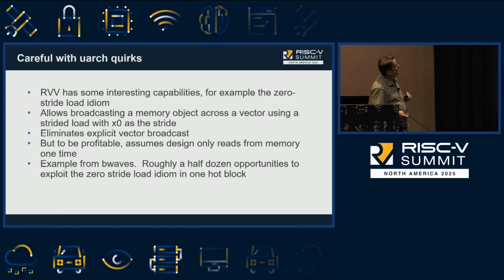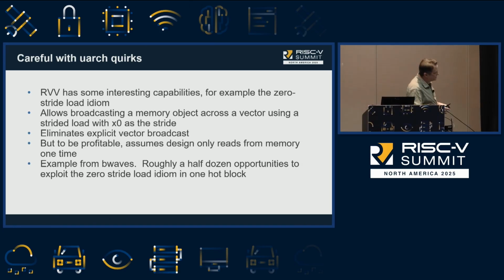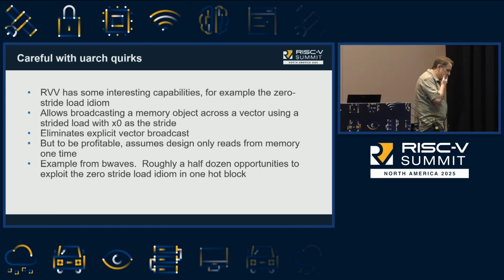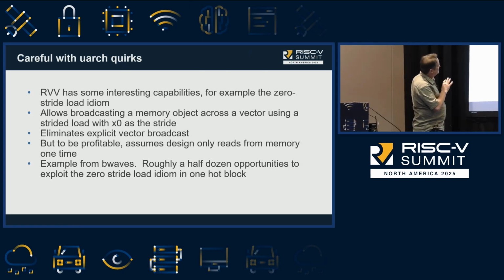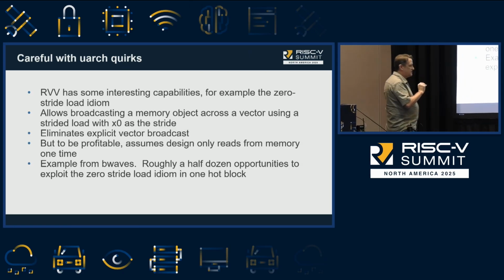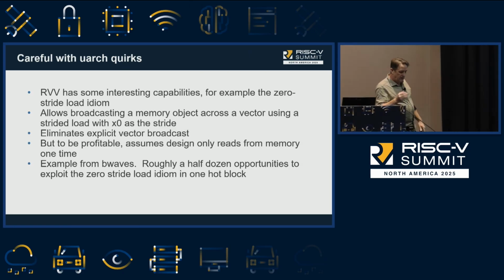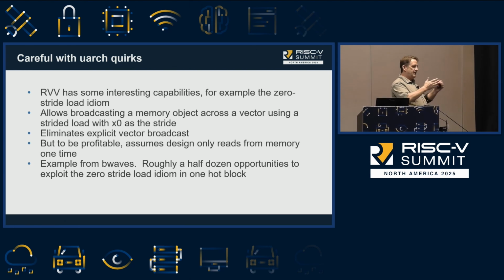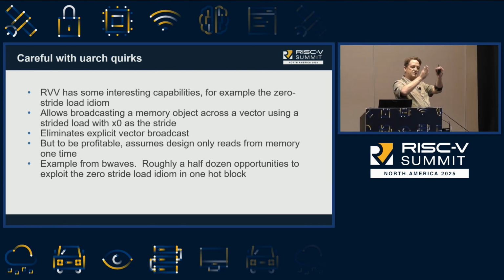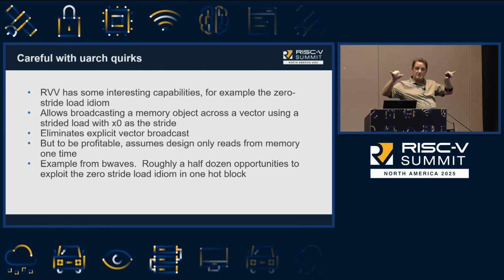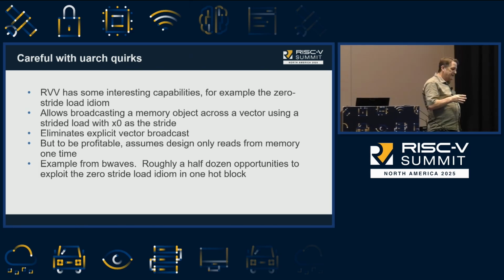Microarchitectural quirks. So RVV has a lot of really interesting instructions on the vector side. The one I find most interesting right now is the zero-strided load. In RISC-V vectors, you can load a chunk of memory, then skip, which is your stride, then load another chunk of memory, another skip. The skips have the same amount of data skipped. So that's a strided load.